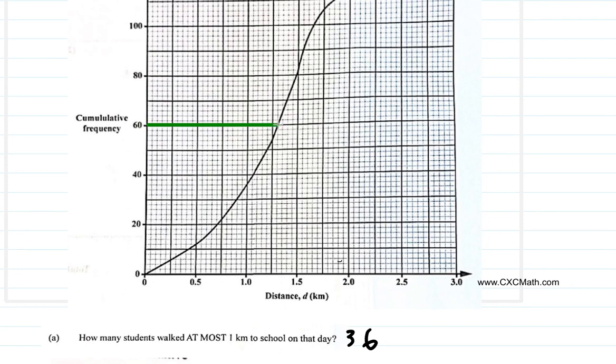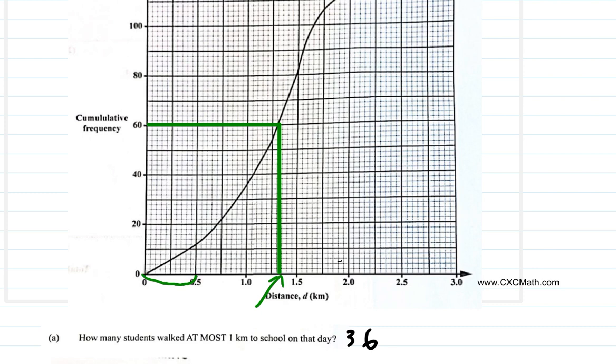So from here, where the line projects horizontally from halfway up the cumulative frequency curve, you project from here down to the distance, the x-axis. So right there now, you want to find out what that value would be. All right. You have from here to here 0.5.